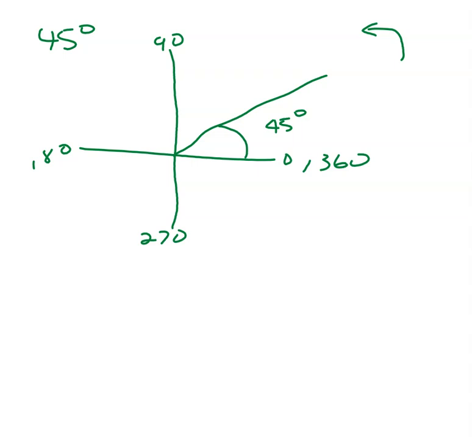Now, important thing to know and to remember when you're talking about reference angles is that your reference angle must always form with the x-axis. The reference angle forms with the x-axis. So this is 45 degrees. And you can see here that because it forms with the x-axis, it's going to be just 45 degrees. So here, our reference angle is also 45 degrees.